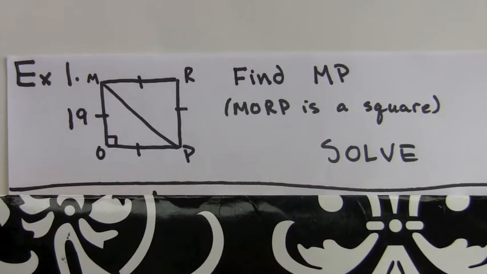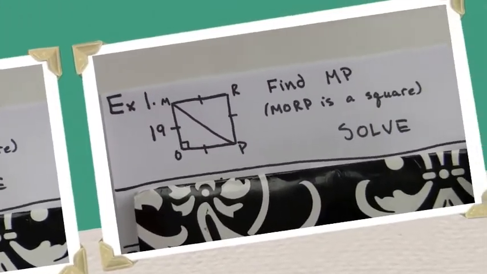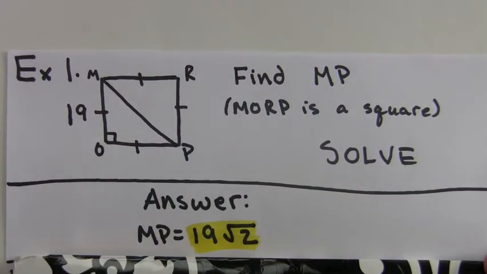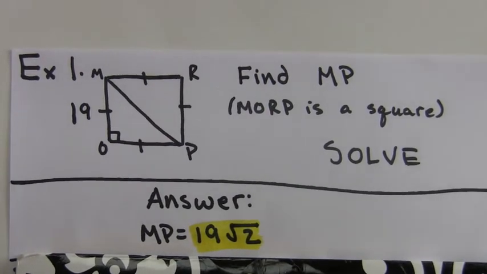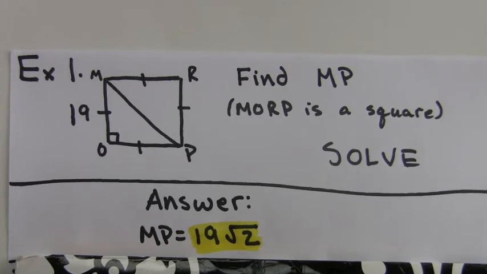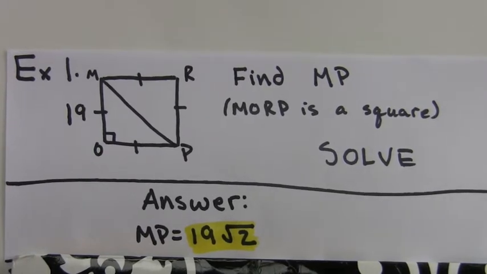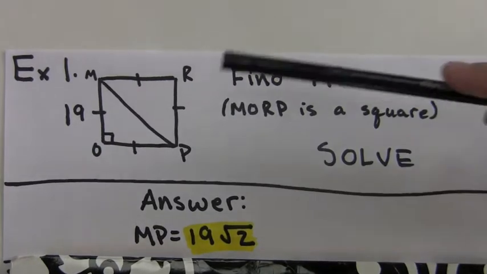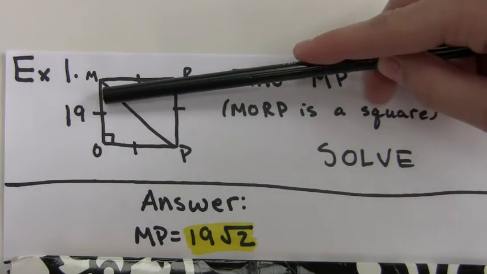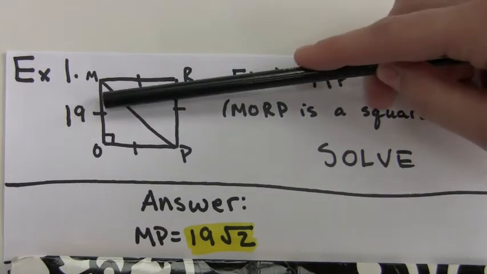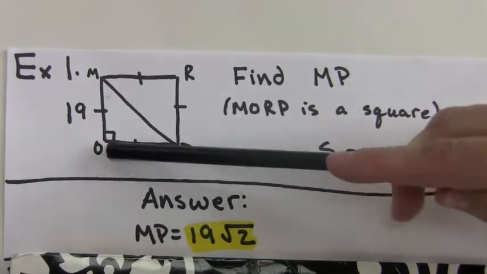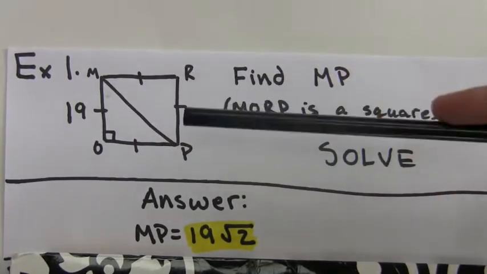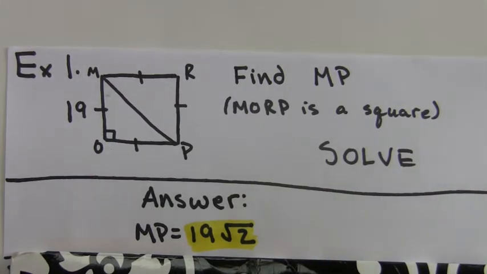MORP is a square. Find MP. MP equals 19 root 2. In case you're wondering why, a diagonal divides a square into two 45-45-90 degree triangles. So this would equal 45 degrees, and this would equal 45 degrees. Since this is 19 and that's 19, MP would have to be 19 root 2, according to the 45-45-90 degree rules.